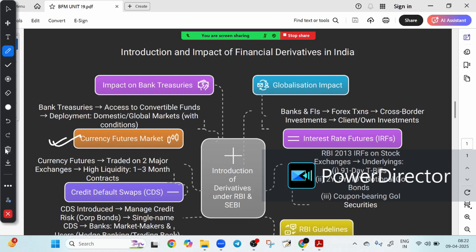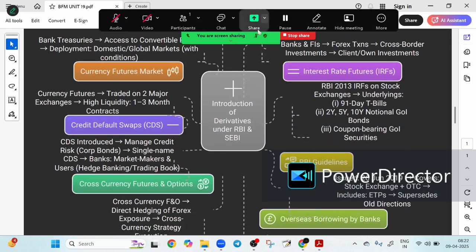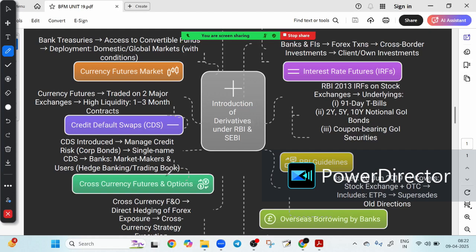Then we have something called CDS. What is CDS? Credit default swap. Basically, it was introduced to manage the credit risk in corporate bond. Remember why it was introduced? To manage the credit risk in the corporate bond, right? And CDS is a very powerful instrument. It acts both like a market maker as well as users. Bank act both like market maker and users, right? So hedging through their banking or trading book. It's like insurance for your bond portfolio. So you can call this CDS as insurance. It's like insurance for your bond portfolio.